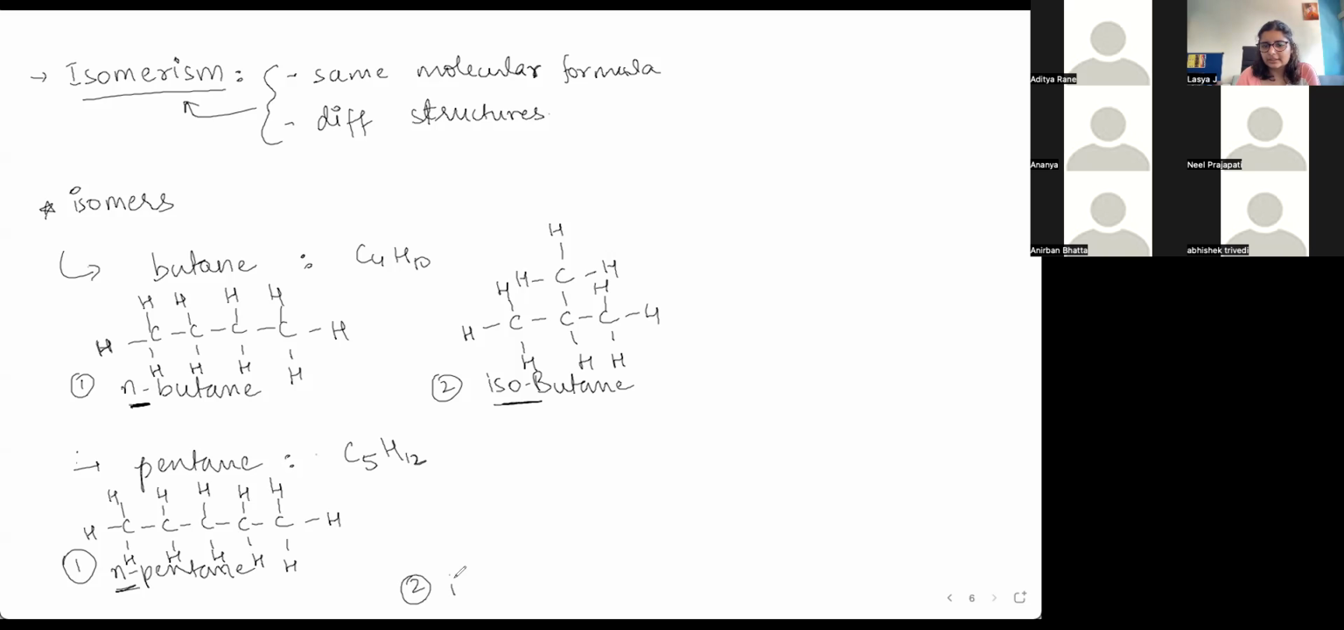Second, just like isobutane, you have isopentane. So iso matlab I said there's a T structure. So 4 of them will form the T. Pentane ka 5th one forms another chain. So basically iso ke liye, one of the corner ones, put it somewhere in the middle for one of these two.